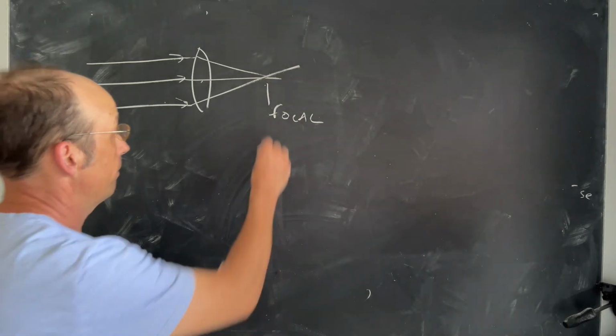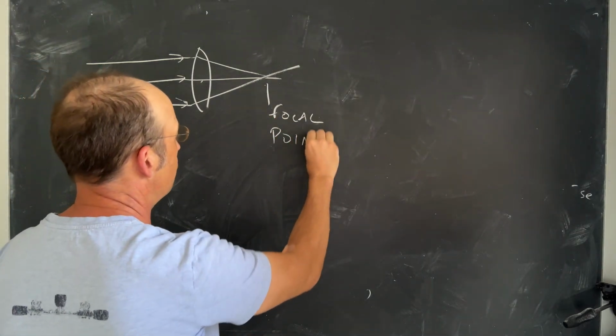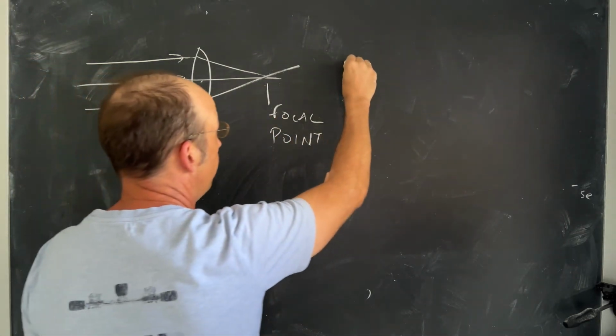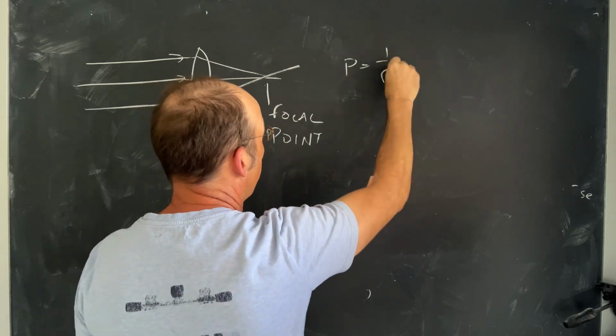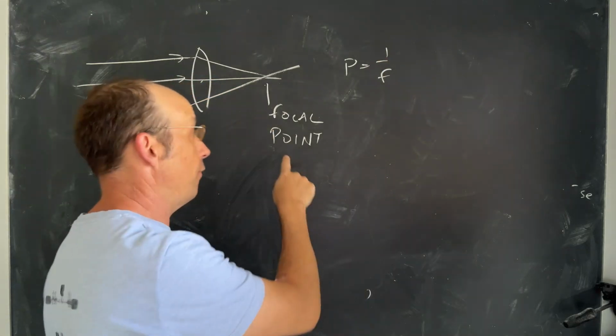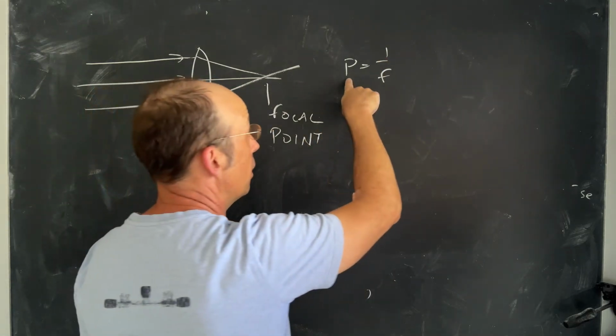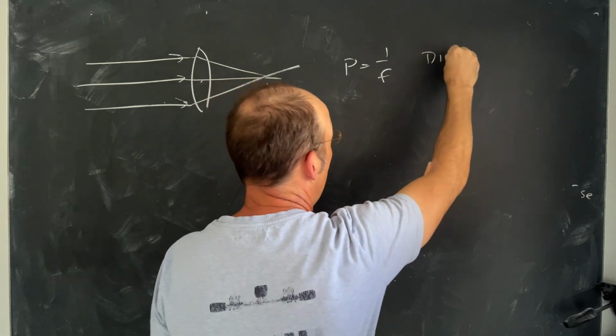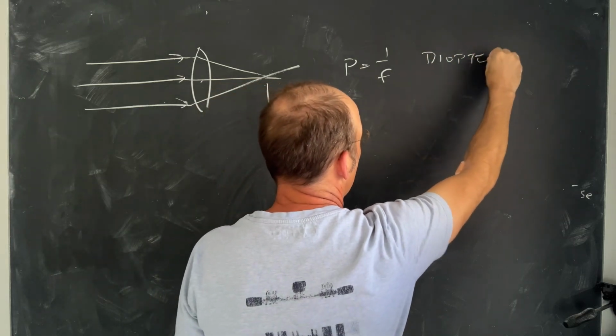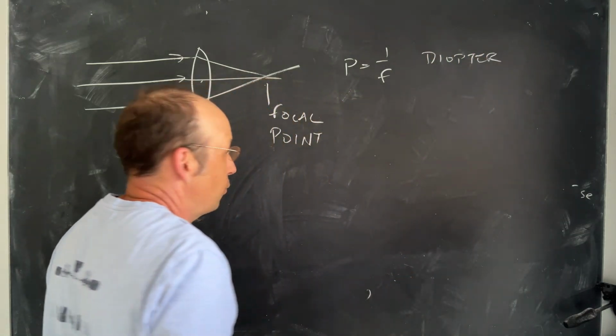That's the focal point. Now here's one thing that I actually didn't know. This is also called the power, which is 1 over the focal length. The focal length is measured in meters. The power is measured in diopters. So it's just 1 over the focal length.